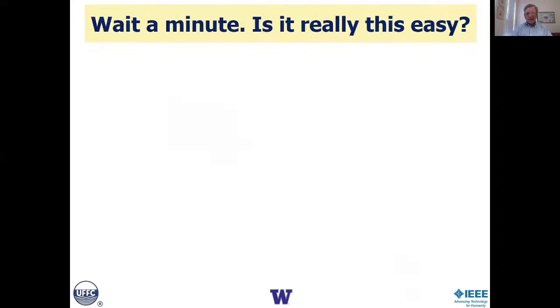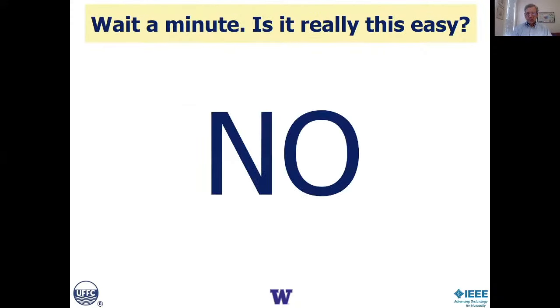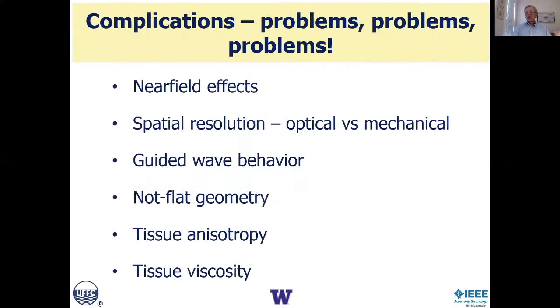But wait a minute, okay? Is it really this easy? No, as you might expect. In fact, when you take these wave speed measurements and estimated elastic moduli, you say, oh, these should be quantitative. That's what we were arguing before. It should be quantitative. However, when we quantitatively compare those to biomechanical measurements, they're not copacetic. And why? Well, we have complications, or as a native New Yorker, I would say problems, problems, problems.